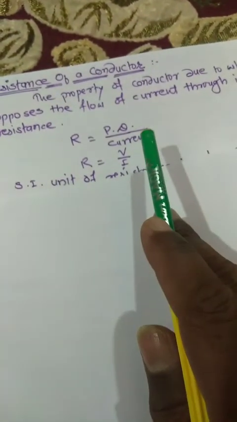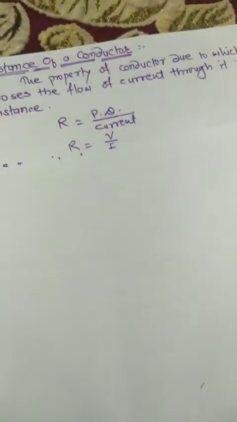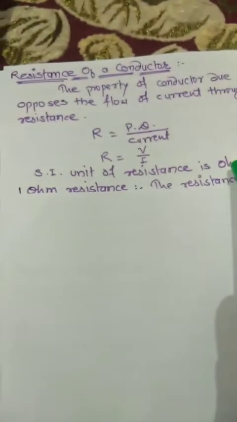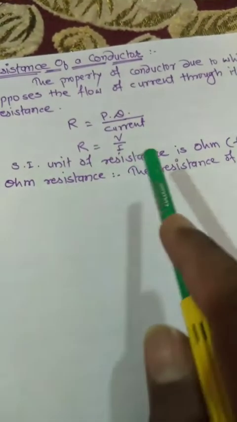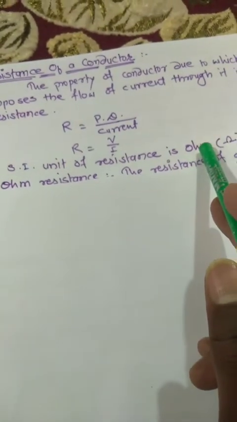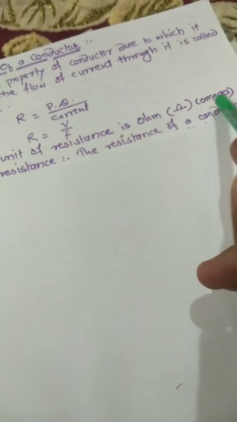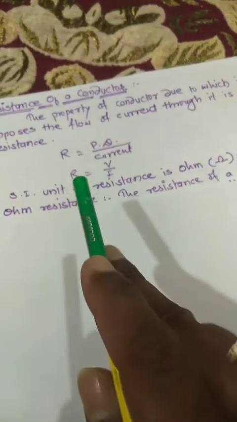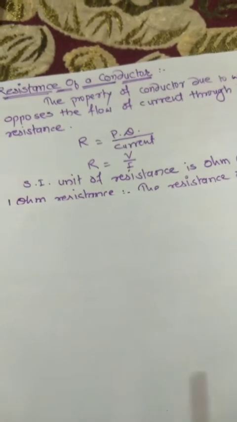V means potential difference, I means current. The SI unit of resistance is ohm. This was discovered by George Ohm, so that's why the SI unit of resistance is ohm. And the symbol is like this. This symbol is called omega. Clear, students?